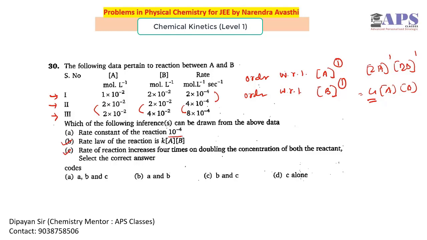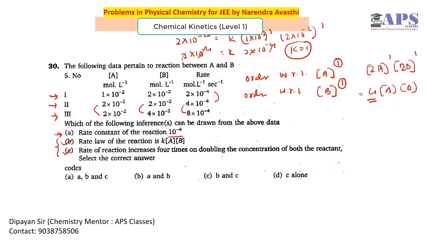If we calculate the rate constant, 2 into 10 to the power minus 4 equals k times 1 into 10 to the power minus 2 to the power 1, and 2 into 10 to the power minus 2 to the power 1. It is 2 into 10 to the power minus 4 equals k times 2 into 10 to the power minus 4. So eventually k will become 1, which is not the case in option A. So both options B and C are correct. So for question number 30, C will be the correct option.